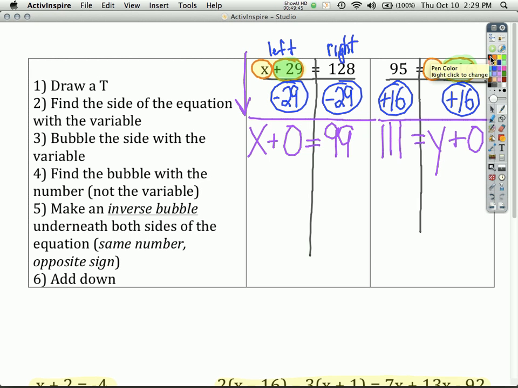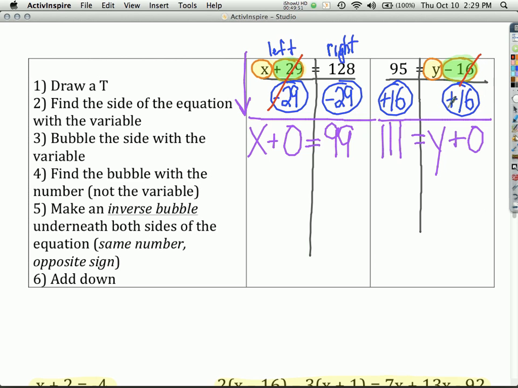What we usually do as advanced students is instead of adding these together and saying 0, we just say they cancel out. And we don't write the 0. And so here we get X equals 99, and here we get Y equals 111.